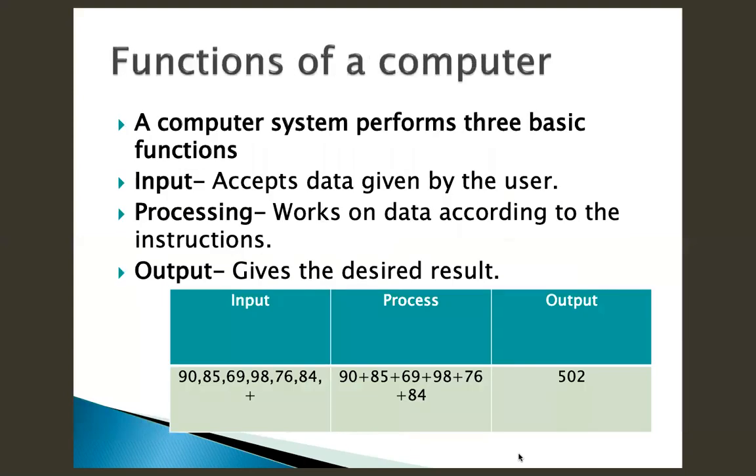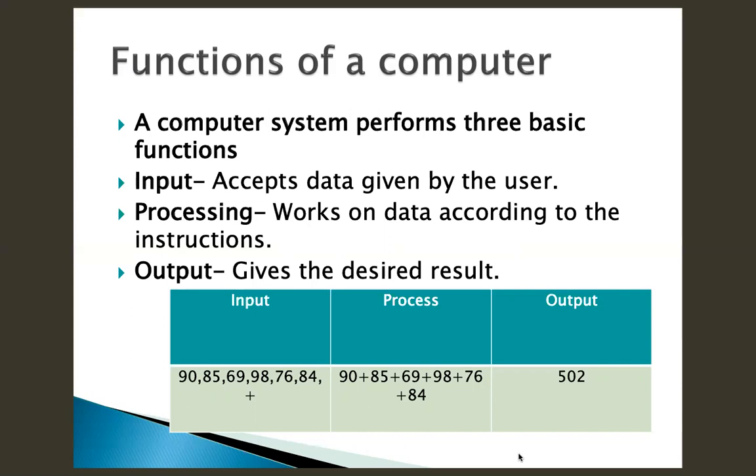Now, what is the function of a computer? Actually, a computer works in 3 steps. That is the function of a computer. First is input, then process and output. Input is nothing but your data and instruction. You can see below that I have given a table. There it is showing input, process and output.